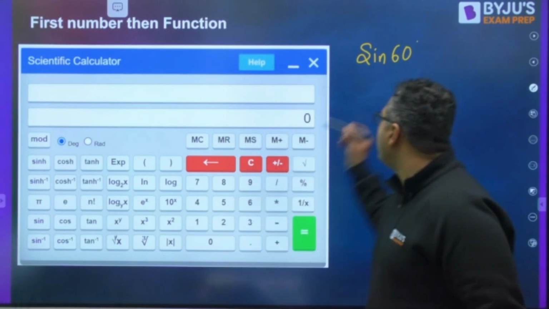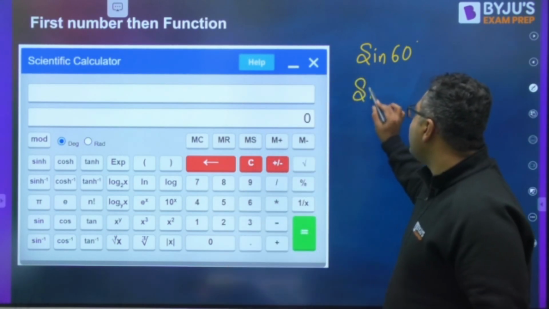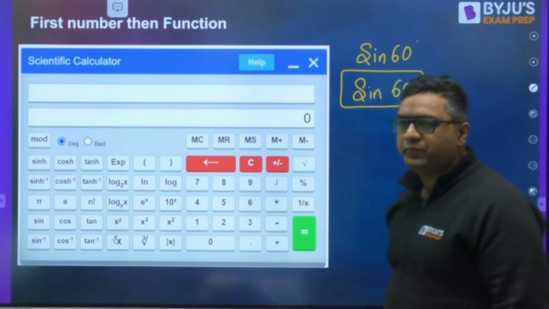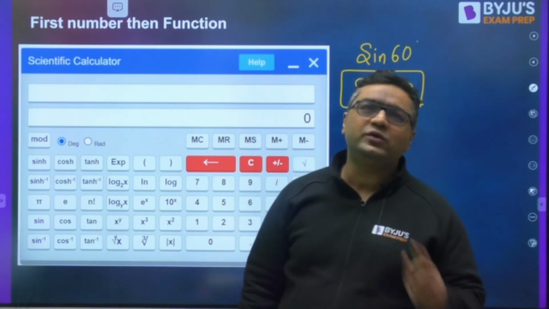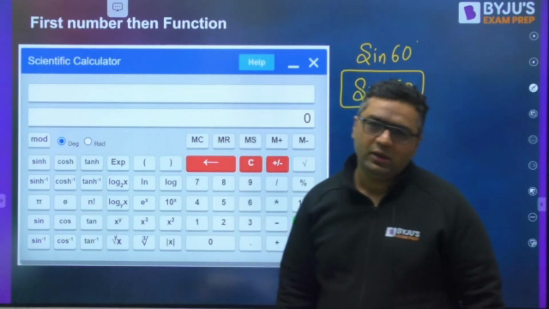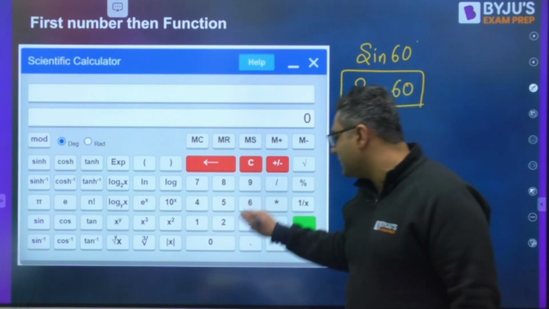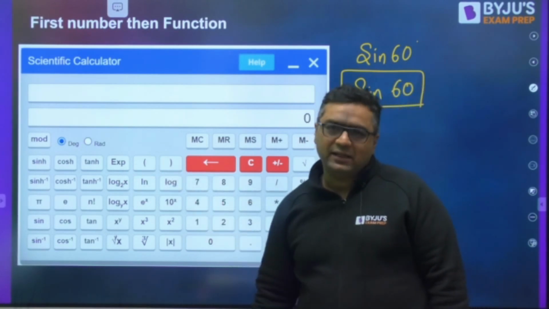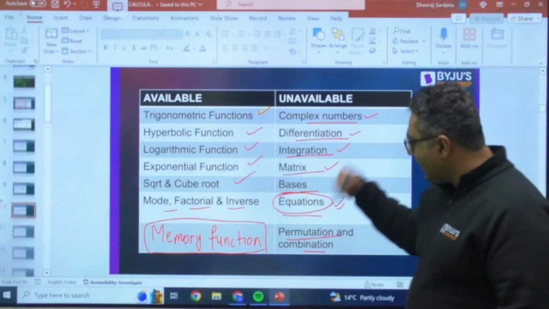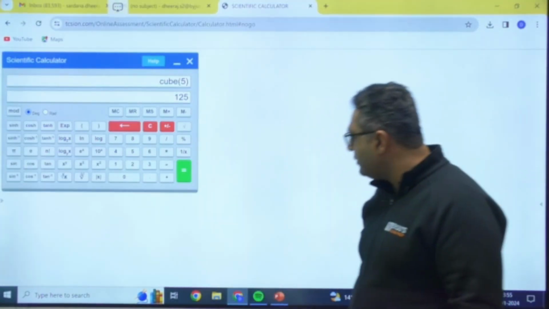So what you are going to do, first you put sine and then you press 60 and you will get the value of sin 60. But here you need to follow something known as a rule, that is first number then function. Like first you go for the 60 and then you go for the sine. I will show you that, don't worry. I need to go once again there for that.